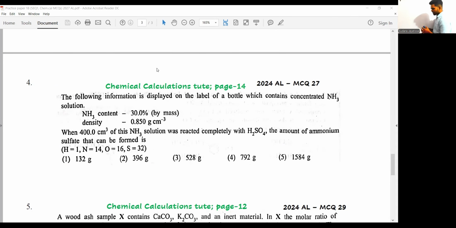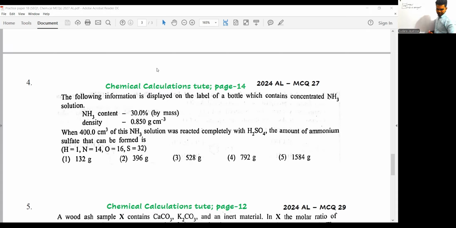First of all, I'll put the data on the board. You have an ammonia solution. In that solution, it says you have 30% by mass ammonia. That means if you take 100 grams of the solution, you have 30 grams of ammonia. And then it says the density is 0.850 grams per centimeter cube. So if you take 1 centimeter cube, its total weight will be 0.85.